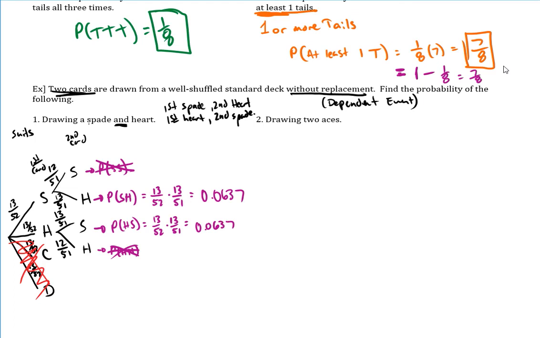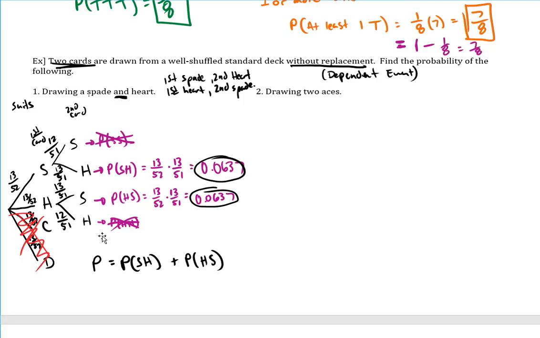Okay, so drawing a spade and a heart, again, it could come in any order. Our final probability, since it doesn't say the order, we would need to add them up. So our final probability is the probability of a spade then a heart plus the probability of a heart then a spade. Okay, so these are the two cases that we had. So we should add them up for our final answer.